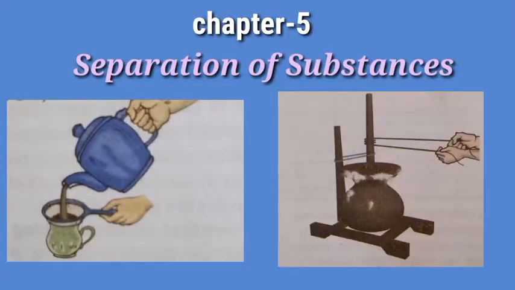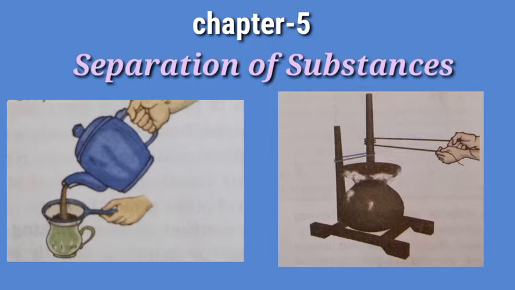Dear students, this is chapter number 5, that is separation of substances. So here separation of substances means from the mixture, two or more substances together form a mixture. From the mixture you are separating the substances. This process is called the separation of substances.